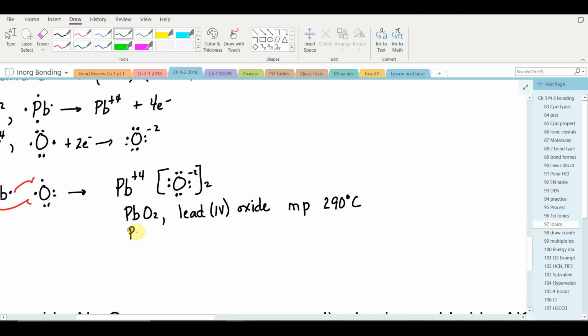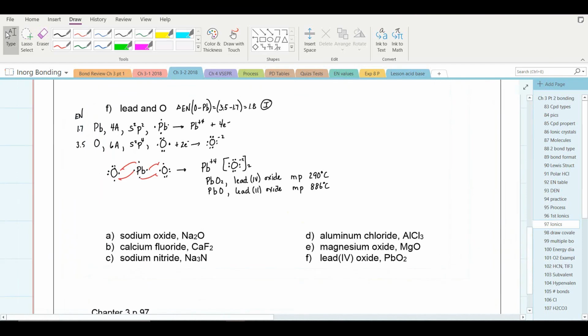However, if you looked up lead 2 oxide, you'd find that its melting point is more like an ionic compound. I believe it's 886, right? Just like sodium chloride. You might be curious, well, why lead 2, not lead 4? We'll talk about that in a later part of this course. So the oxidation state also affects the type of bond. Our delta EN calculation is a very good, simple calculation, but it's certainly not perfect. And that's probably a good place to stop for this first lesson on ionic compounds.